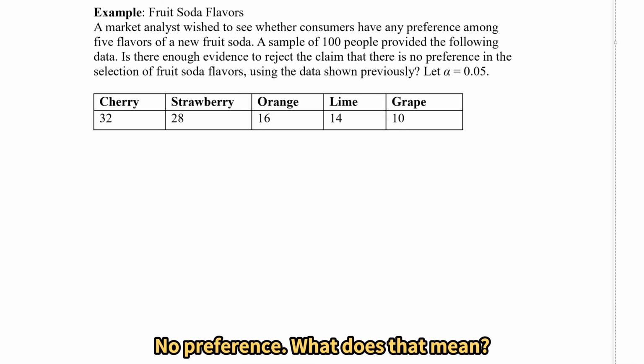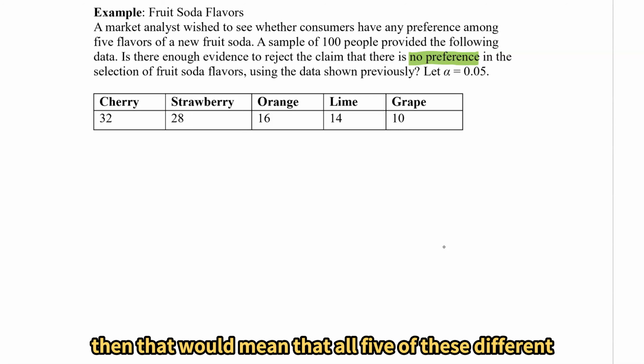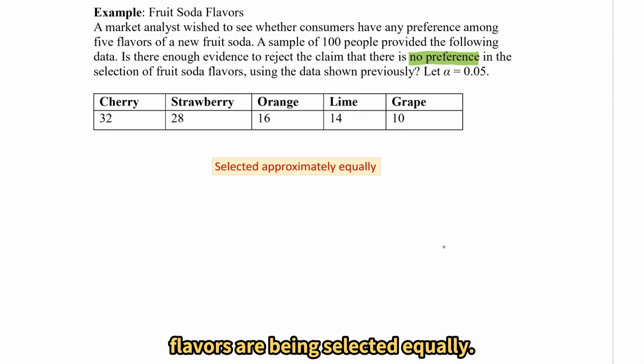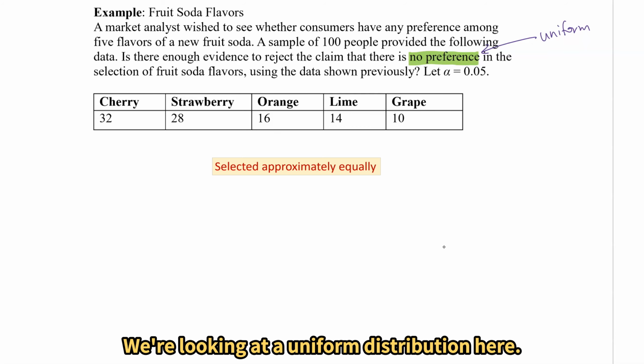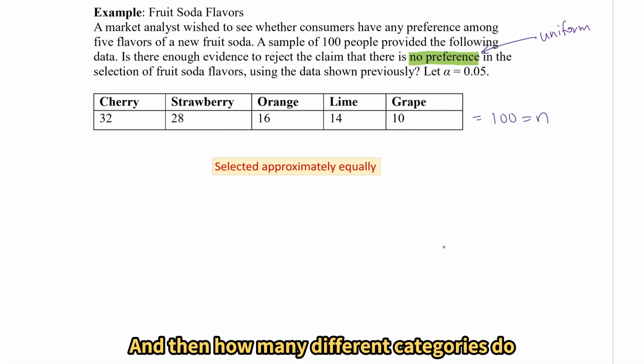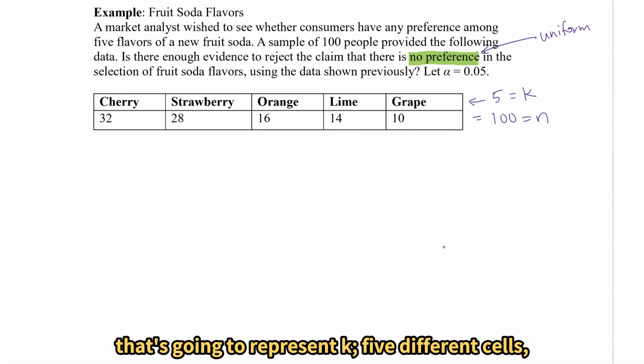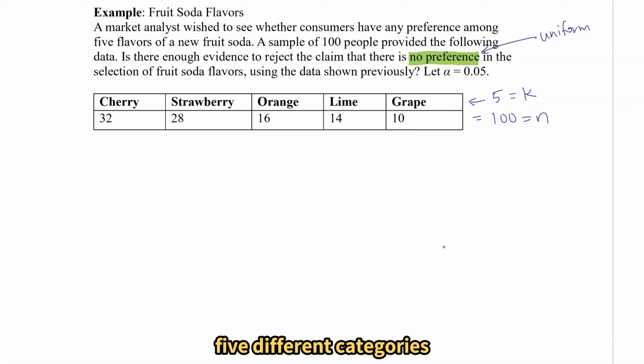No preference. What does that mean? If there's no preference for the soda, then that would mean that all 5 of these different flavors are being selected equally. We're looking at a uniform distribution here. So we have a total of 100. That's our n. And then how many different categories do we have? 5 categories. That's going to represent k. 5 different cells, 5 different categories.